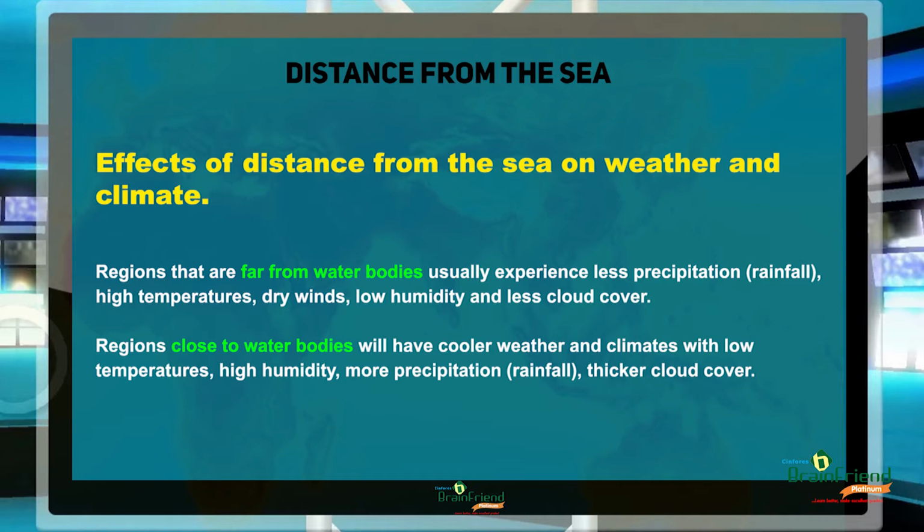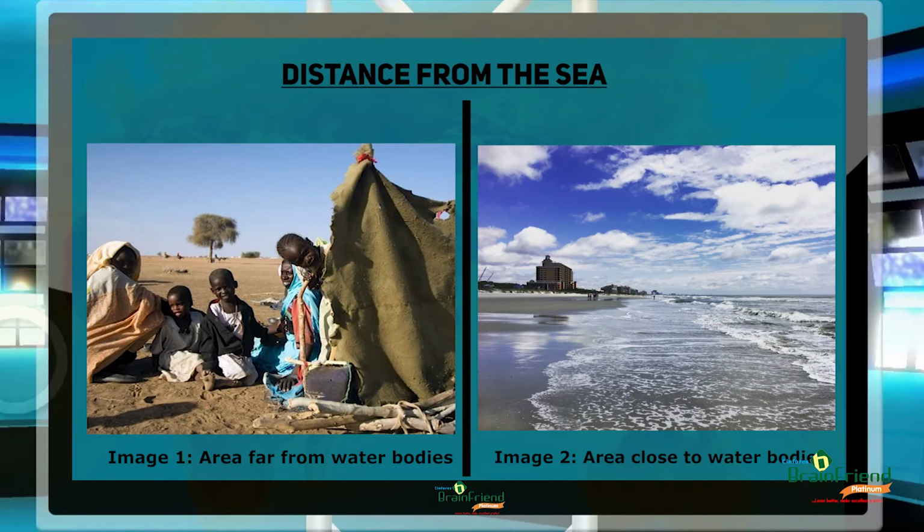Regions that are far from the sea or a body of water will experience warmer climates as a result of less precipitation, high temperatures, dry winds, low humidity, etc. While regions that are close to bodies of water will experience cool climates. This is because the body of water surrounding them helps to reduce their temperature and increase the humidity, also leading to enough cloud cover.